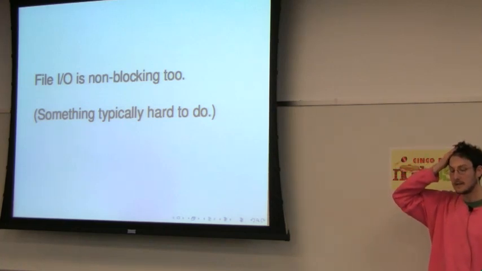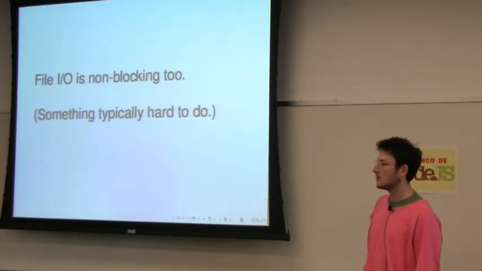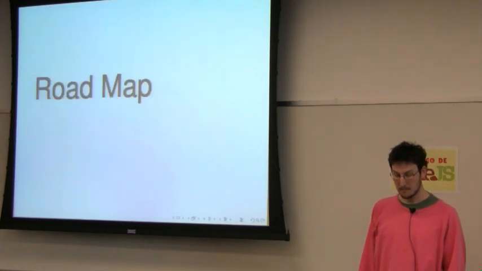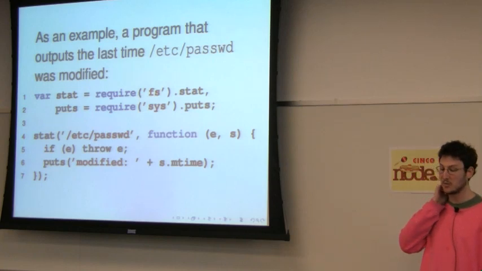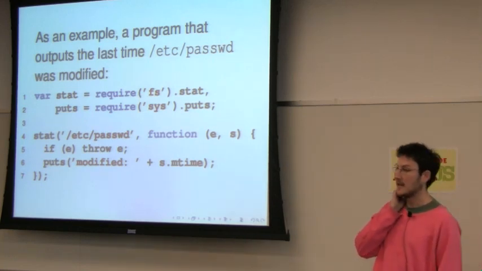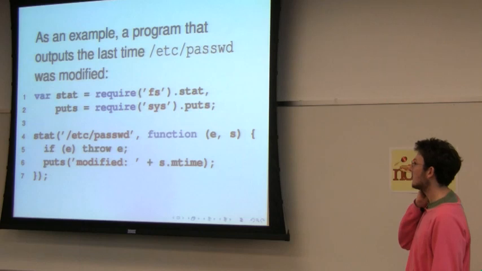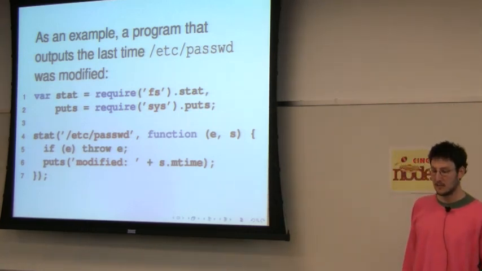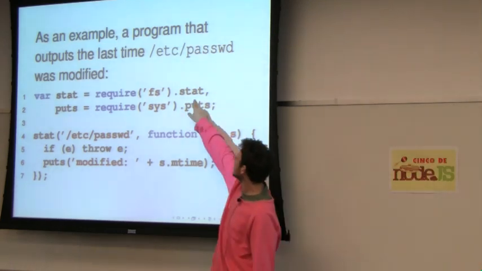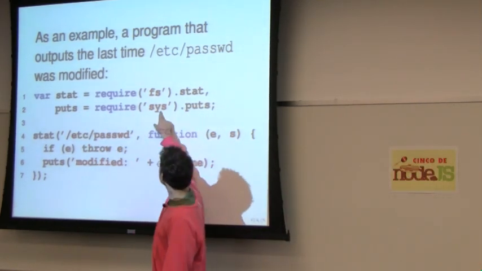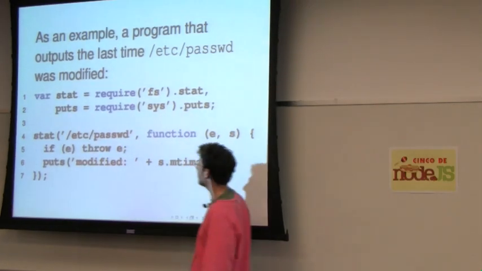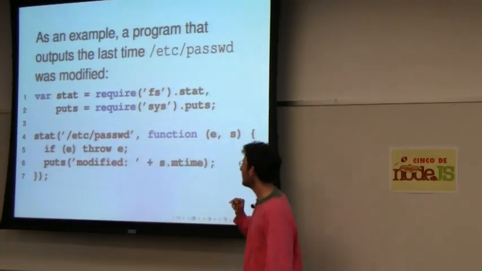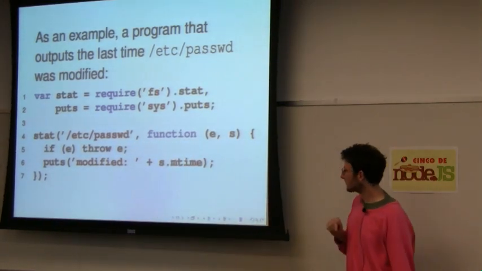File I/O, as I said, is non-blocking too, and this is usually hard to do, but we've got this thread pool built in, so we just use that. Here's an example of a program that outputs the last time /etc/passwd was modified. For this, we use the fs module, the file system module, and we pull out the function stat here. And again, we use the sys module and pull out puts. And we just call stat and then the file name, /etc/passwd, and then we give it a callback.